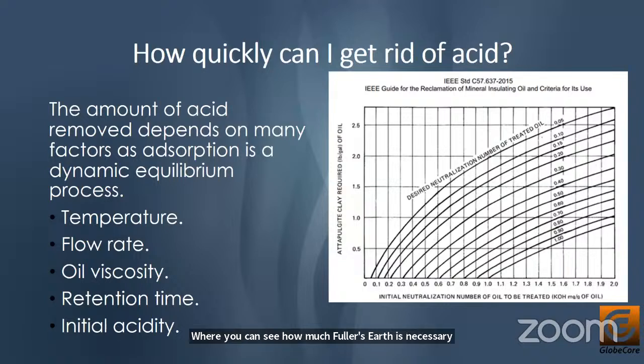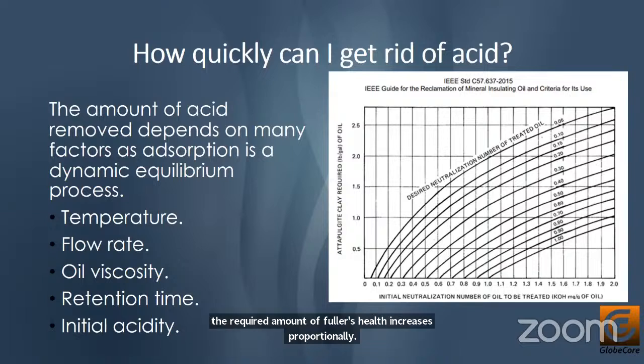oil. This table shows the initial neutralization number, that is, the neutralization number in the oil at the time of sampling. On the chart, we see marks from 0 to 2. Remember that 2 is a very high value, and an acceptable value is 0.2. With an increase in the initial neutralization number, the required amount of Fuller's earth increases proportionally. The curves show the final desired values in the regenerated oil.